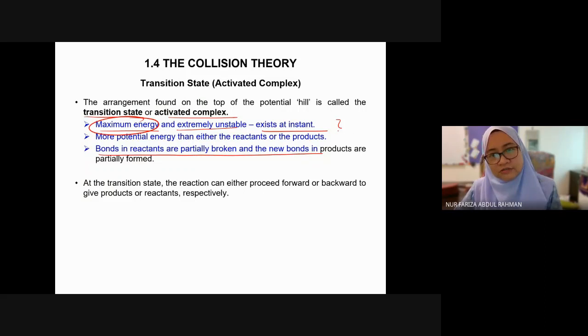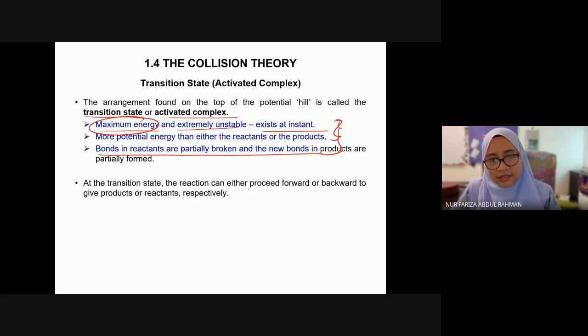Other than these two, the karakteristik yang important to describe this activated complex is that during the formation of activated complex, the bonds in reactant are partially broken and the new bonds in product are partially formed. Or in short, new bonds are about to form and old bonds are about to break. So ni kena ingat lah kalau dia tanya karakteristik of the activated complex.